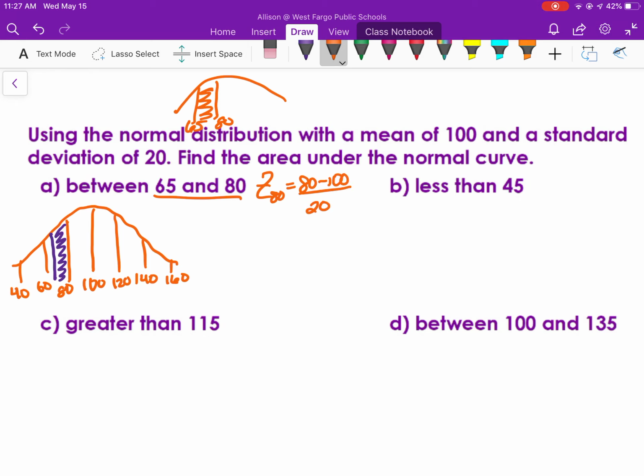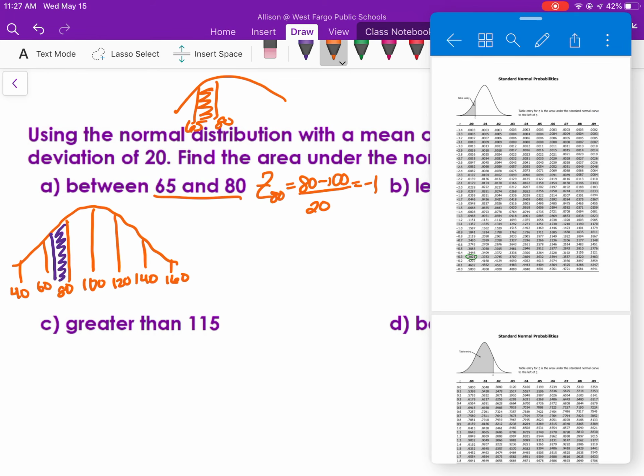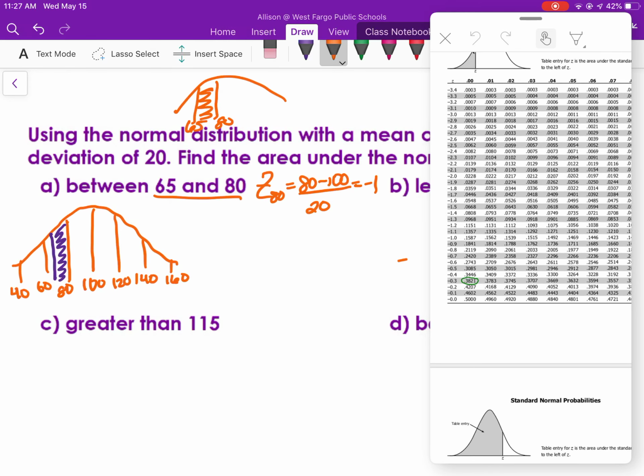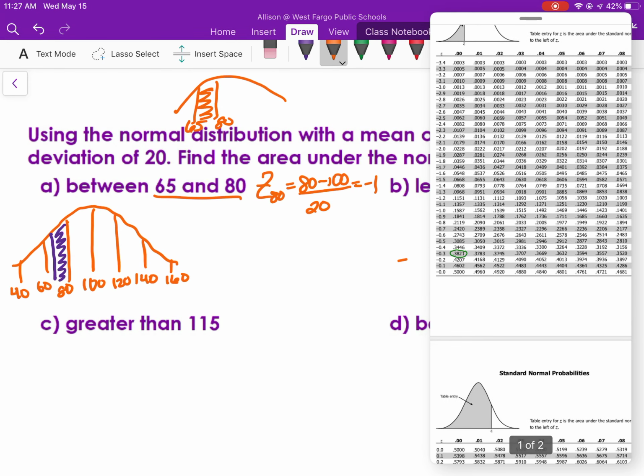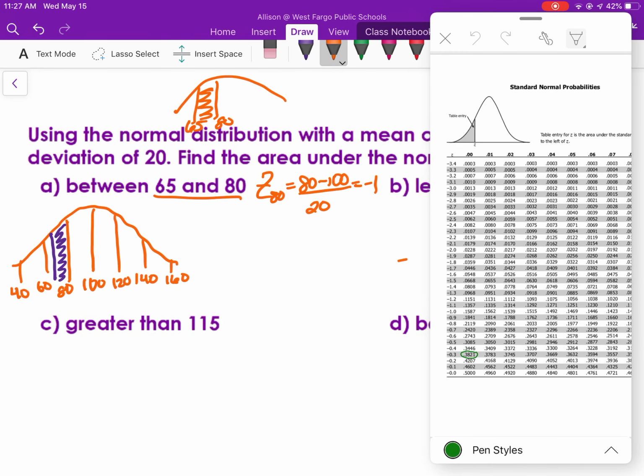So to find the z-score for 80 first, you do 80 subtract 100 divided by the standard deviation of 20. And 80 is exactly one away to the left, so the z-score is -1. So remember that the value for a z-score of -1.0 is right here, 0.1587. So the area to the left of 80 is 0.1587. So about 16% of the data is less than 80.